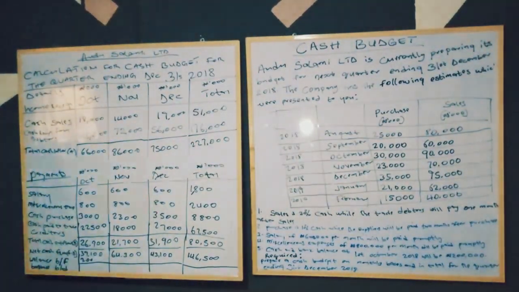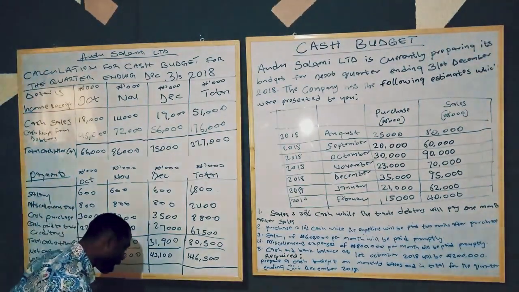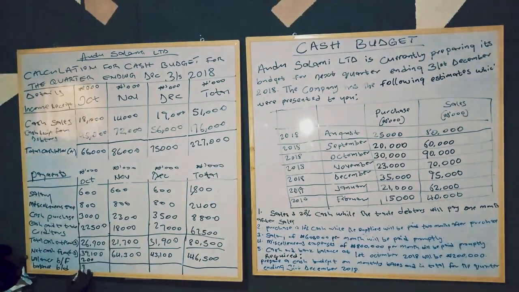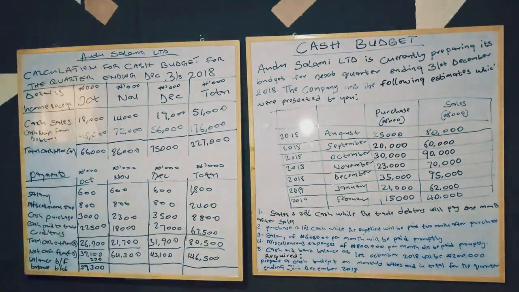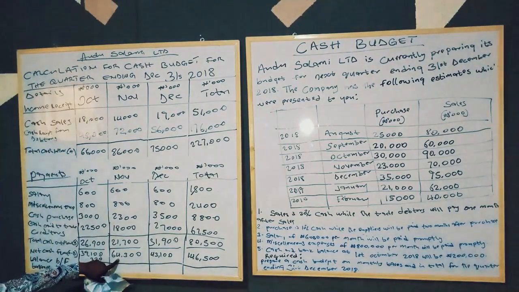Now when we add these two, this is the net cash flow for this month plus their balance brought forward, that is the money they started with. So when we add the two together, we are going to get 39,300. That is this 200,000 plus 39,000, so we are going to get 39,300,000. So this balance brought down for this month will now be the balance brought forward for the following month.